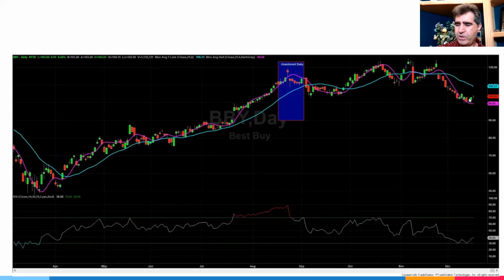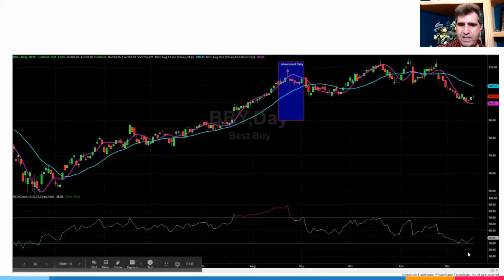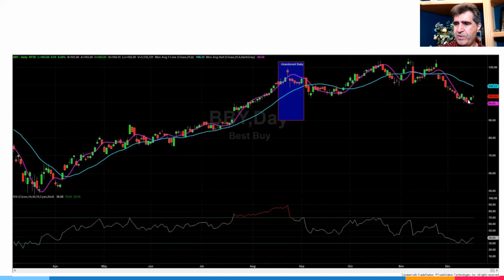So I will not short the markets because the RSI is oversold, but it's getting a little strength. So we'll see what happens next. Right now, the moving average is flattening, although there's a doji. So we'll see what happens tomorrow. But this was the reason I want to share with you that abandoned babies do happen.